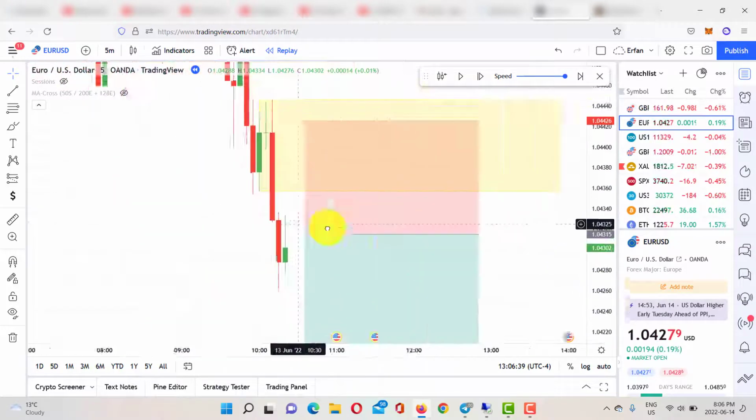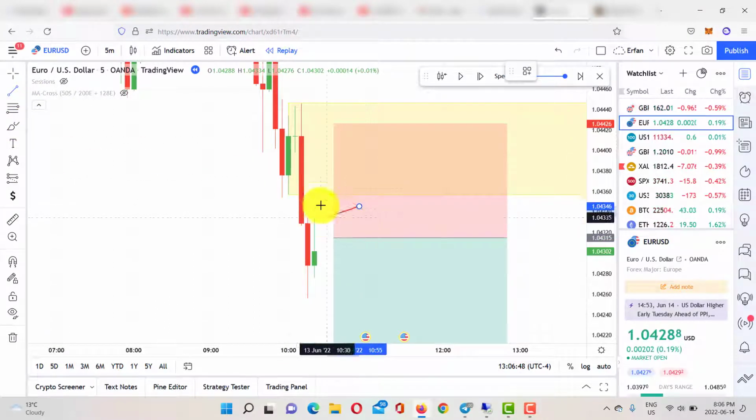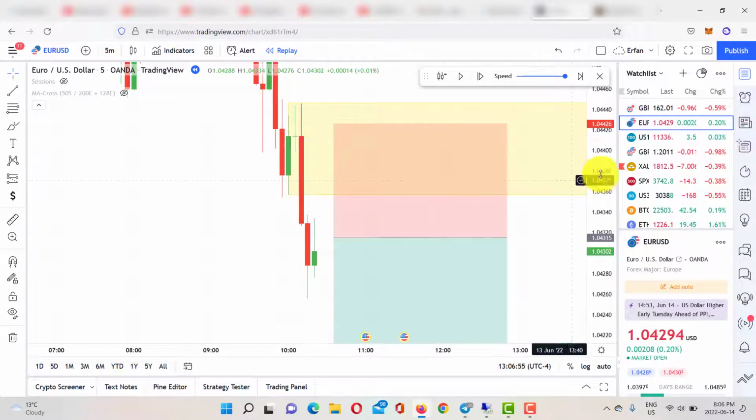This is a high probability supply zone because these are the last two bullish candles before this drop, and then this drop happened. The next candle after that literally didn't tap into this level, so there's a gap between this candle and this zone right here, and this gap makes this zone a high probability supply zone.